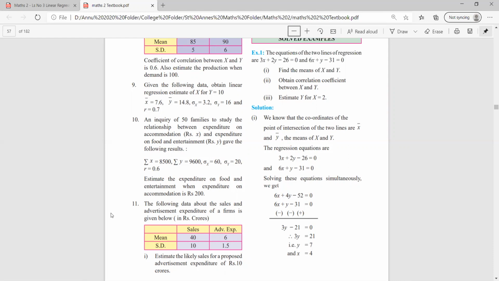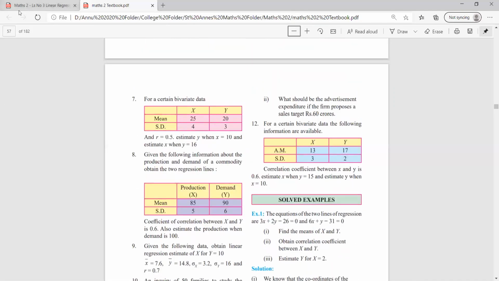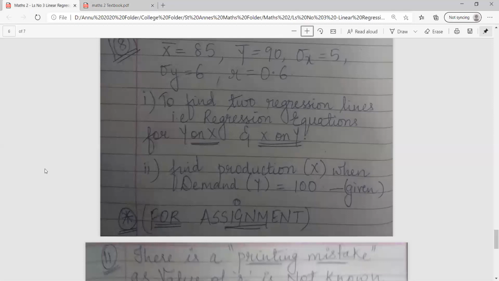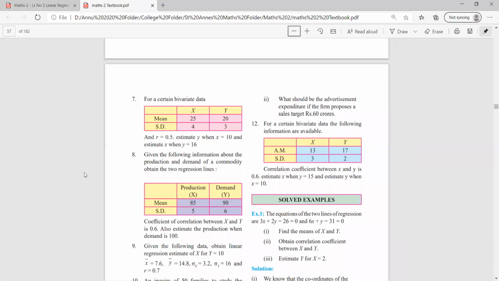Class, do you find something missing over here? Correct. The value of r is not given. So there's a printing mistake, class, in your sum. You can leave the sum for the time being, or you can take any value of r and solve the sum if you want. So there's a printing mistake as the value of r is not known. It can be omitted, or you can assume, because the value of r fluctuates between -1 and 1. So you can take any value between that, and if you want, you can practice this particular sum.